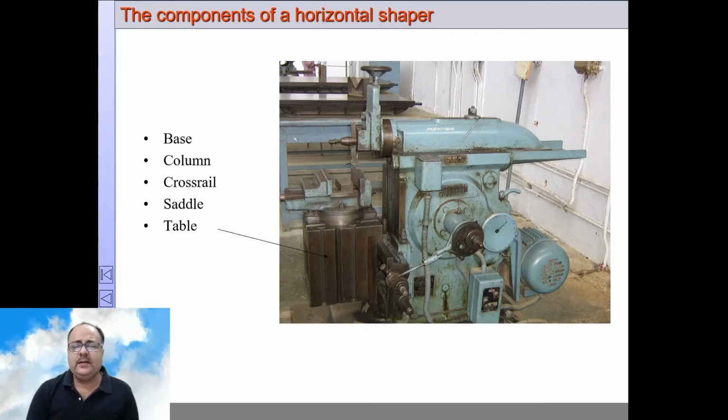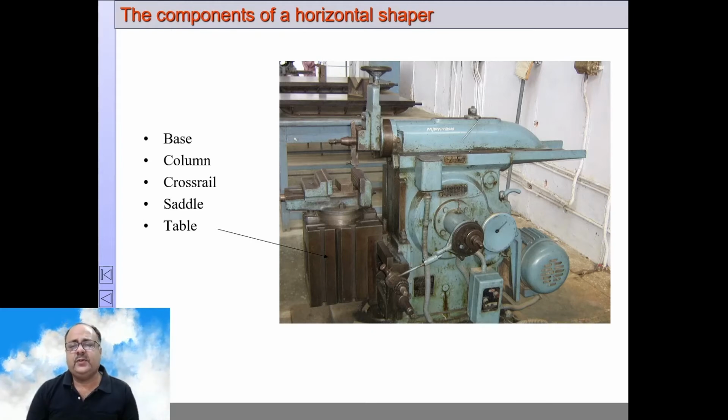And you will notice that the table has T-slots on it. These T-slots are used for holding the workpieces directly on the table, or they can be used to fit any kind of work holding devices, like currently the vice is fitted on the table in the T-slots.